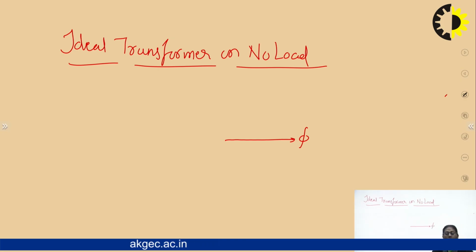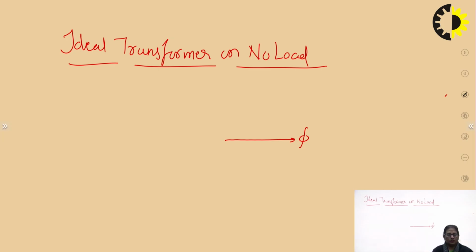Now our second quantity, the induced EMF. As the flux is alternating, we get a primary induced EMF in the primary winding, which we call E1, and this induced EMF will lag the flux by 90 degrees. That we must have seen in the derivation of the EMF equation of a transformer. So E1 would be represented lagging the flux by 90 degrees.